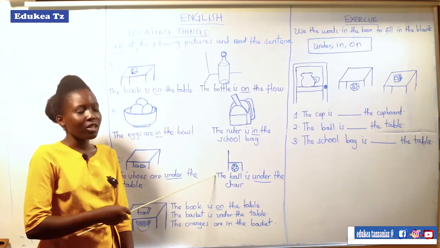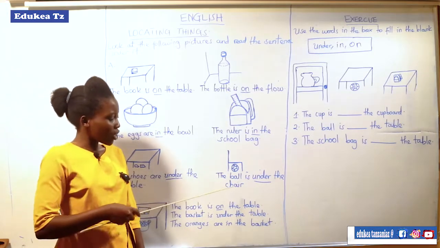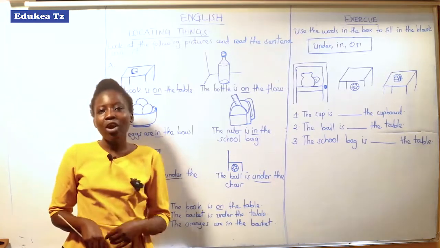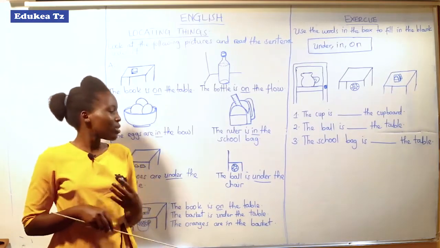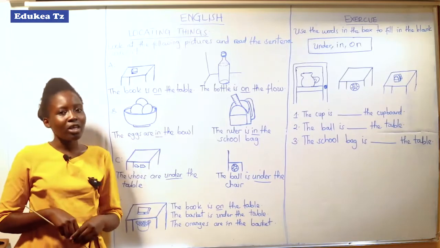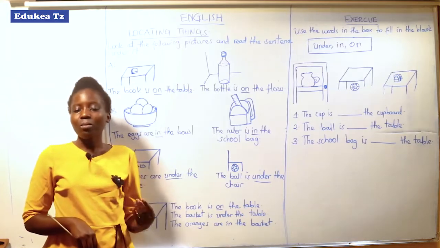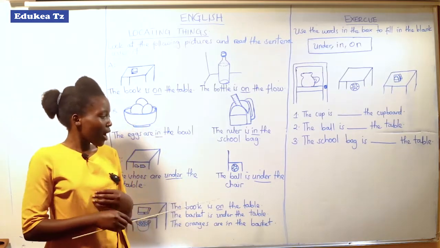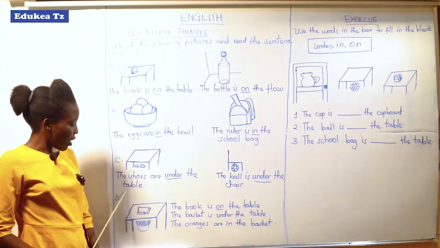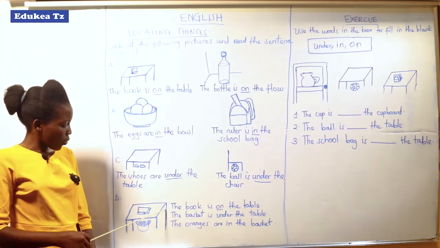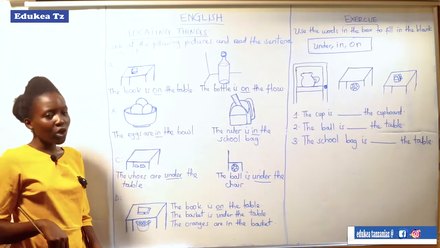And the second picture in letter C says that the ball is under the chair. As you can see in our picture here, the ball has been located under the chair. So this under is the thing which shows us where the ball has been kept or put. In the picture, we can see that the ball has been put under the chair. After looking at C, let us look at letter D. Letter D here, we have been given a table with a book on it. And under the table, there is a basket with some oranges inside it.